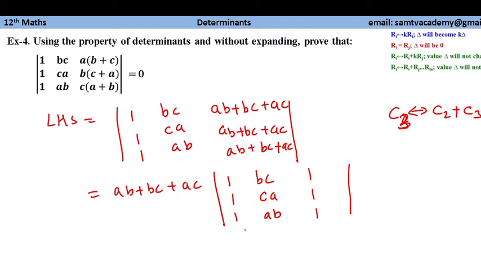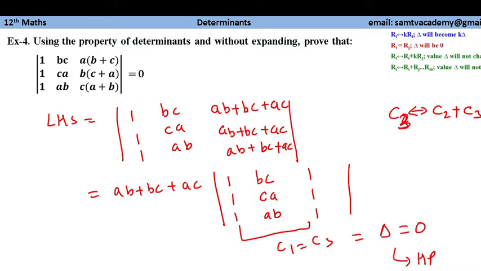So now we see that column 1 is equal to column 3. So by using the property that if any two columns are equal, then that determinant is equal to 0, here also we have proved it using properties without expanding the determinant.